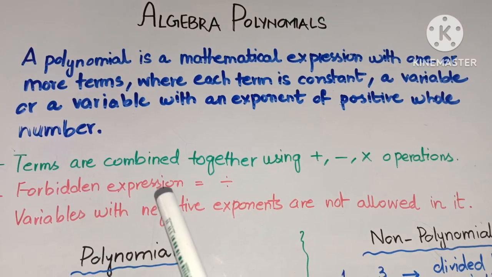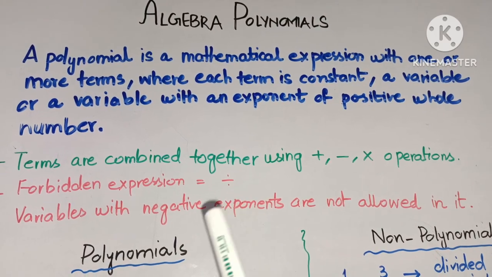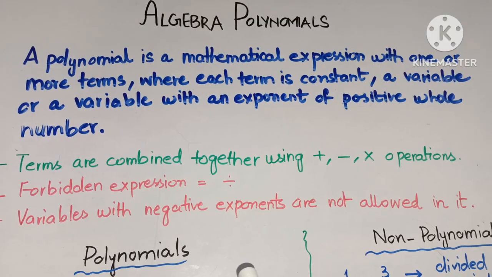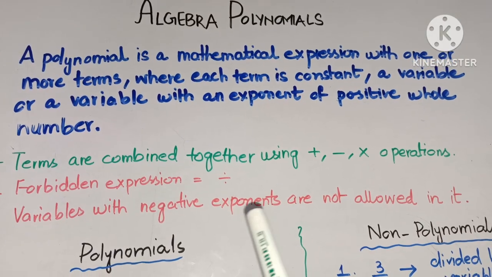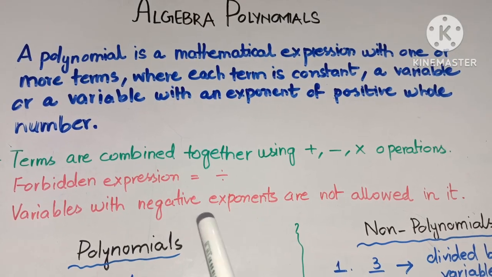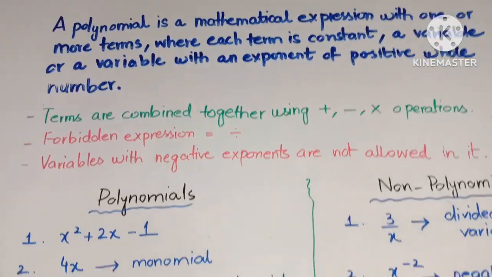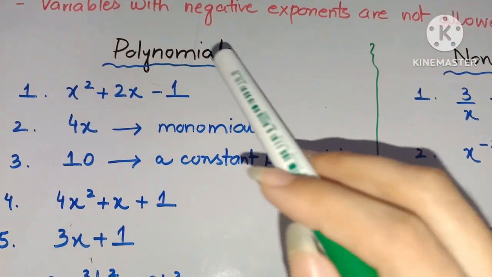And the forbidden operation is divide, because if you divide by a variable, the variable will shift upward and it will have a negative exponent. So variables with negative exponents are not allowed in polynomials. Now we have some examples of polynomials.